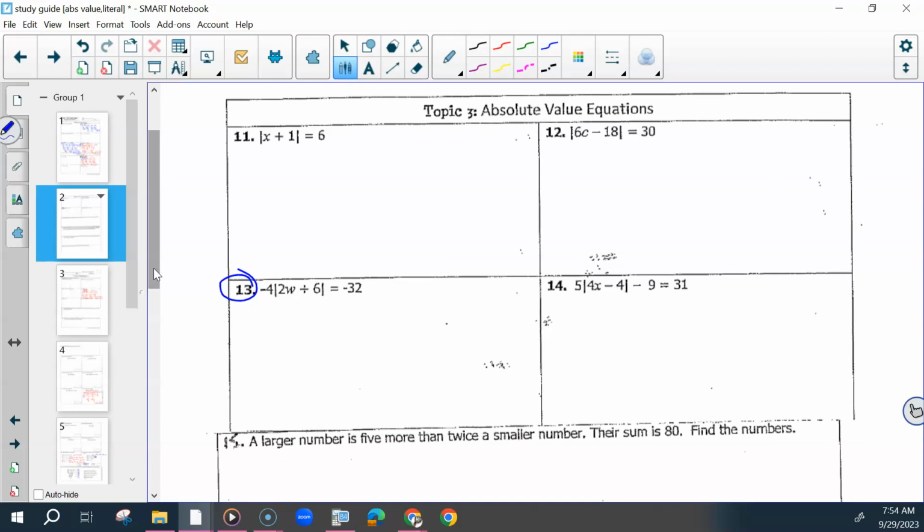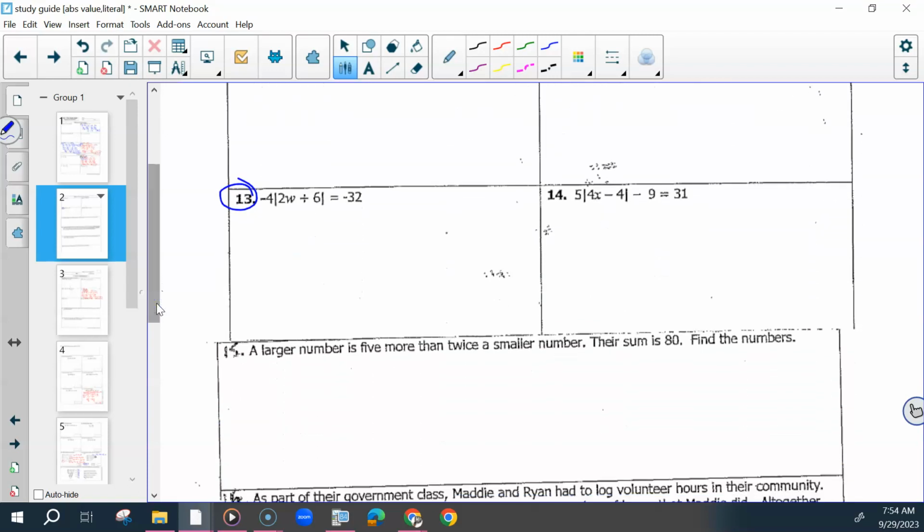Okay, so for 13, we're trying to get the absolute value by itself. So we got to get rid of negative 4 by doing what? Or dividing both sides.